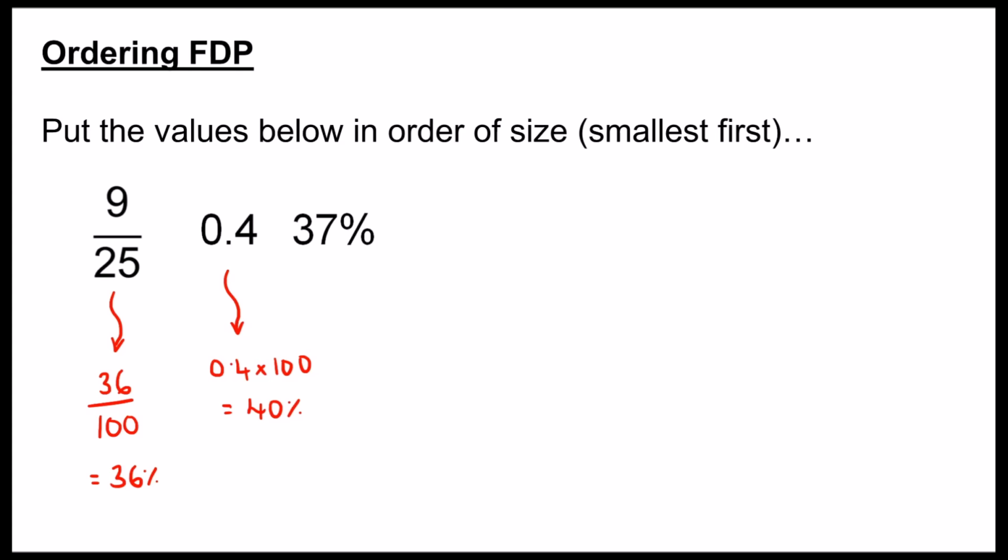Comparing these percentages, I can see that 36% is the smallest, 37% comes next, and 40% is the biggest. When I write these into order, it's really important I use the original form that they were given in. So this would be 9/25 first, followed by 37%, and then 0.4 at the end.